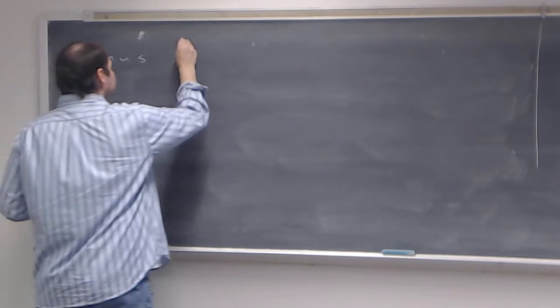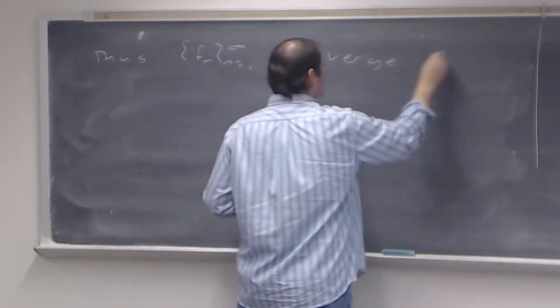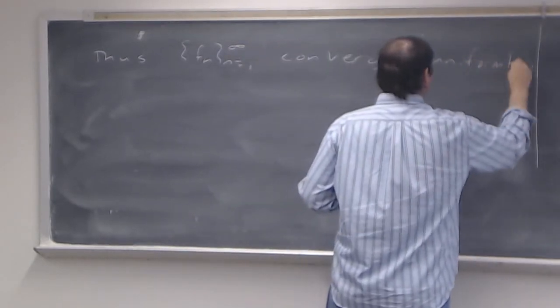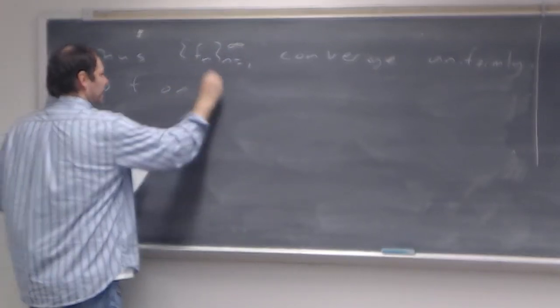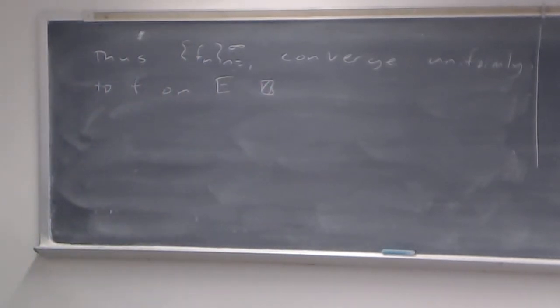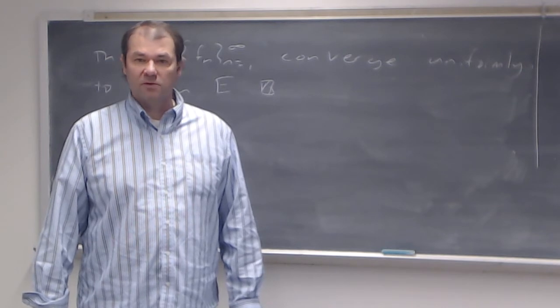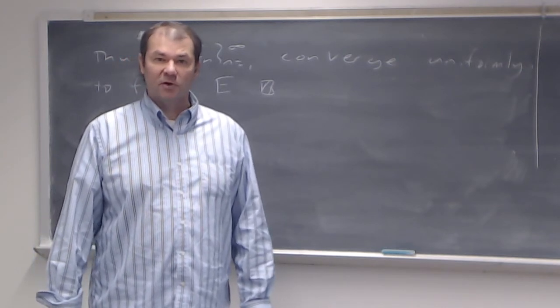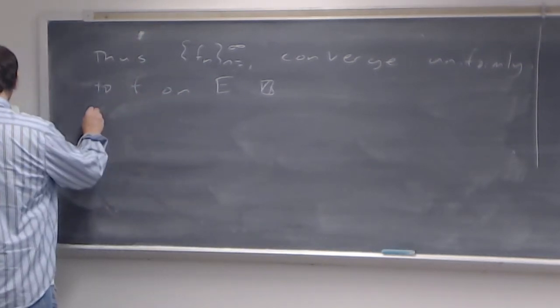Thus, the sequence of f sub n converges uniformly to f on E. And that is it. Okay. The next theorem I'm going to write up has to do with summing up a sequence of functions and something about converging uniformly to the sum function.